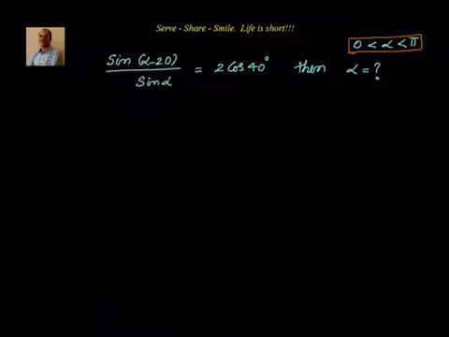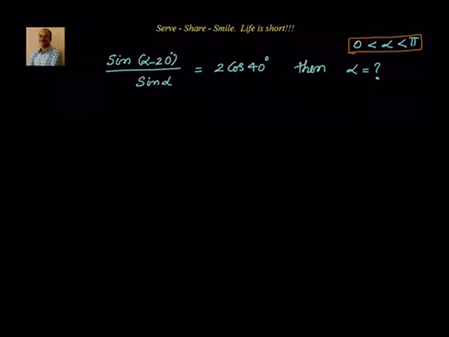Let us look at this problem. We have been given that sine of alpha minus 20 divided by sine alpha equals 2 cos 40 degrees. Then what is the value of alpha? Our approach to solve this problem is to separate the variable angle and keep it on the left hand side, and keep the numerical angles like 20 degrees, 40 degrees, whatever we have, on the other side. So we should be able to solve it.